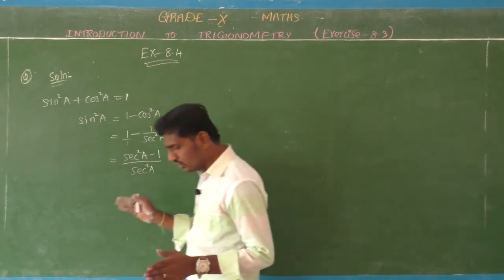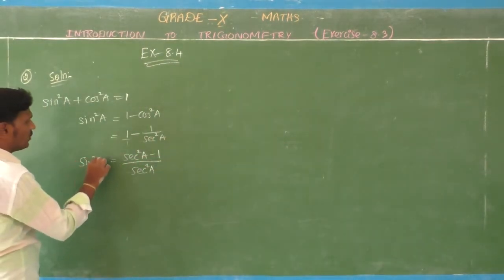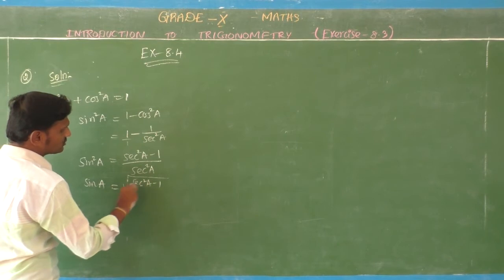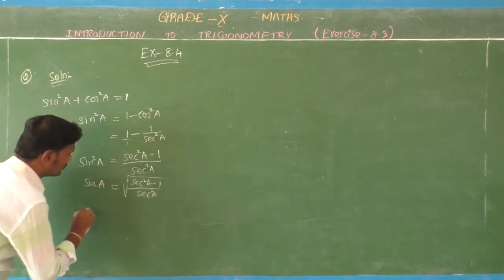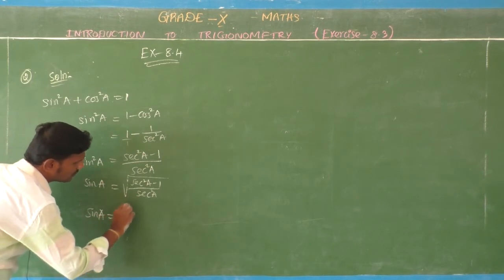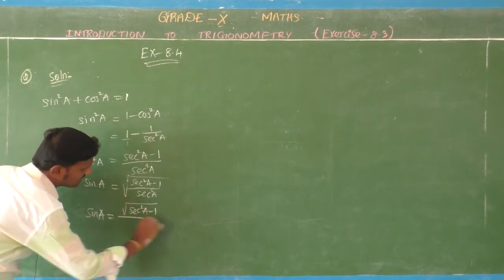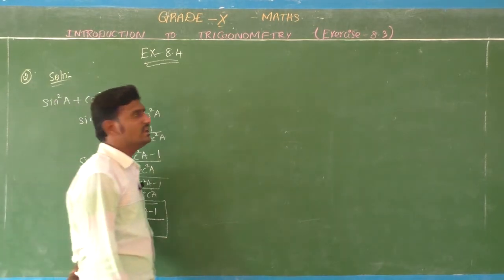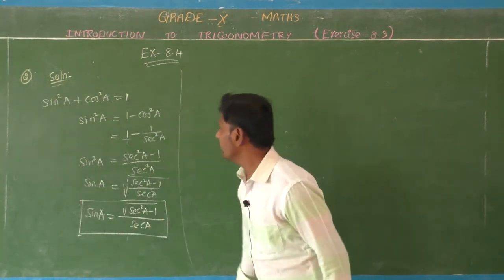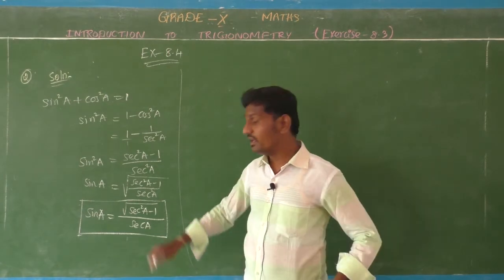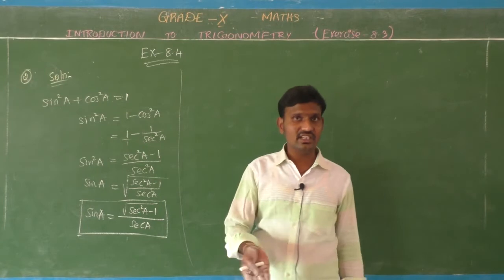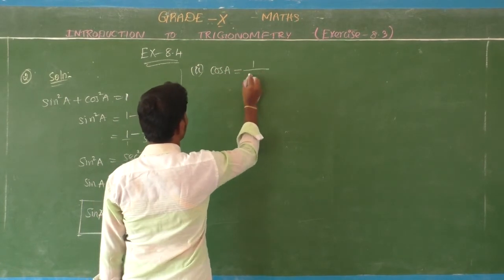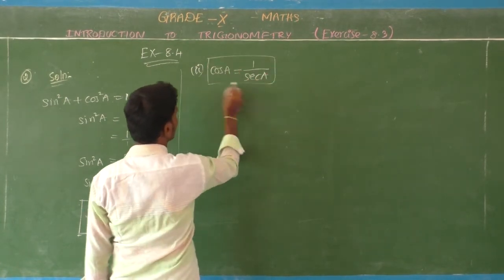If we take the square root, this is the value of sin square A only, and I need only sin A. So the square root of secant square A minus 1 by secant square A. The final answer for sin A is the square root of secant square A minus 1, the whole divided by secant A. So I found the value of sin A in terms of secant A. Next, cos is very simple. Cos A means 1 by secant A. That's all.